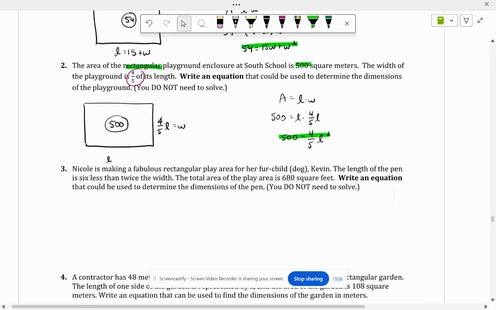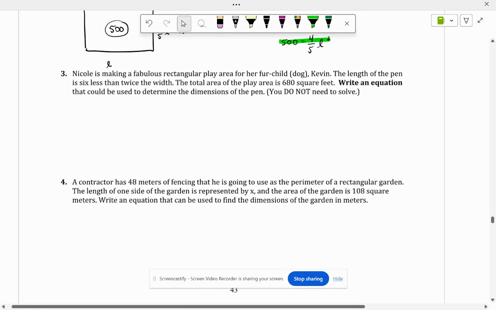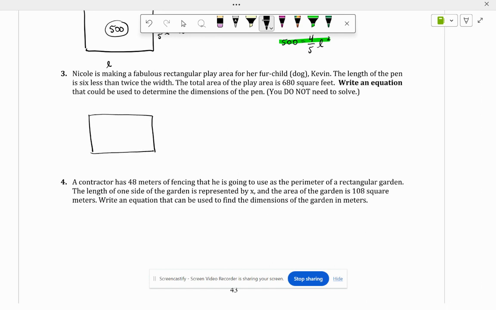And that's for that. Number 3, Nicole is making a fabulous rectangular play area for her fur child. Oh gosh, her dog, Kevin. The length of the pen is 6 less than twice the width. Whenever I have any of these crazy things where it's like 4 more than blah, blah, blah, 6 less than twice the blah, blah, blah, what I always do is let the last thing be the variable. Okay, so we're going to let W be the variable, and that's going to be our width. And the length can be found by doing 6 less than twice the width. So it looks something like that.